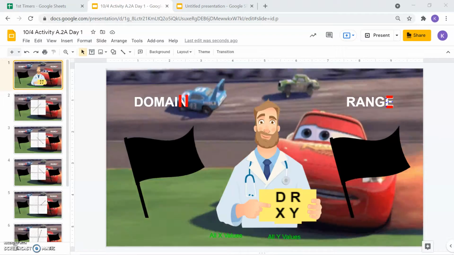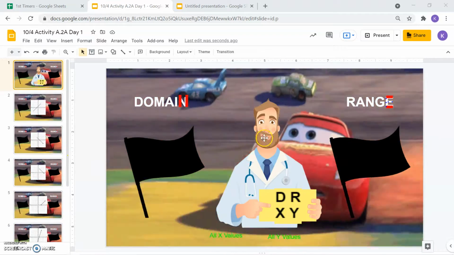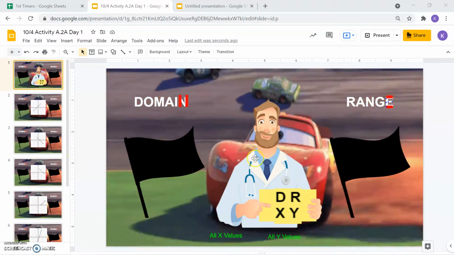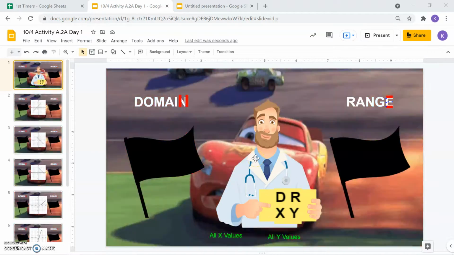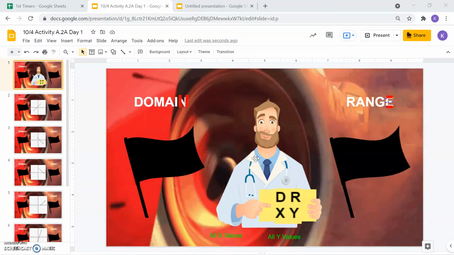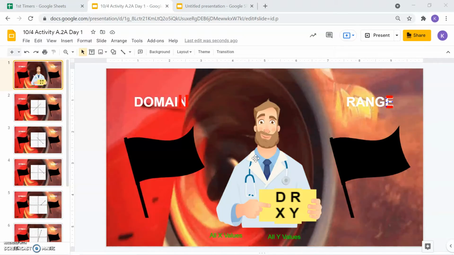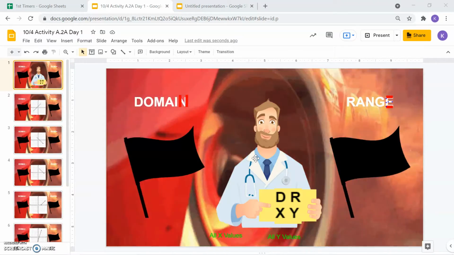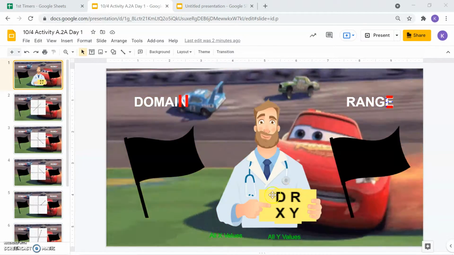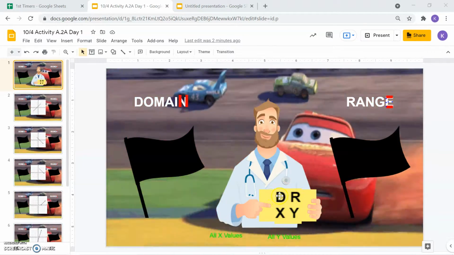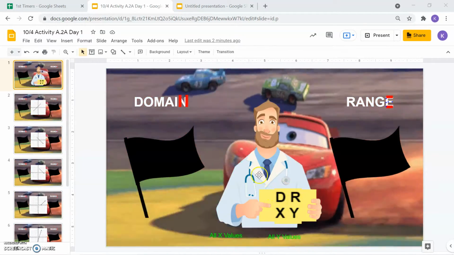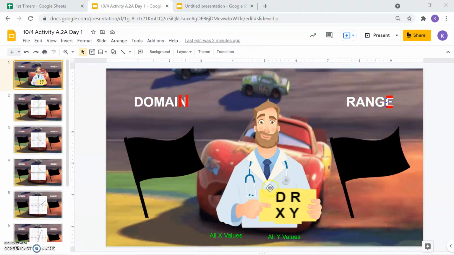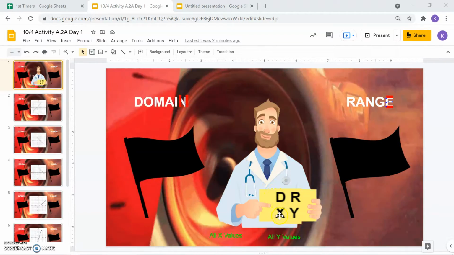on the exam. But if you remember this guy right here in the middle, his name is Dr. XY, and he's going to help you guys with these, finding the domain and the range. So if you can see Dr. XY, the D is on top of the X. So domain starts with a D. That means that that's the X value.